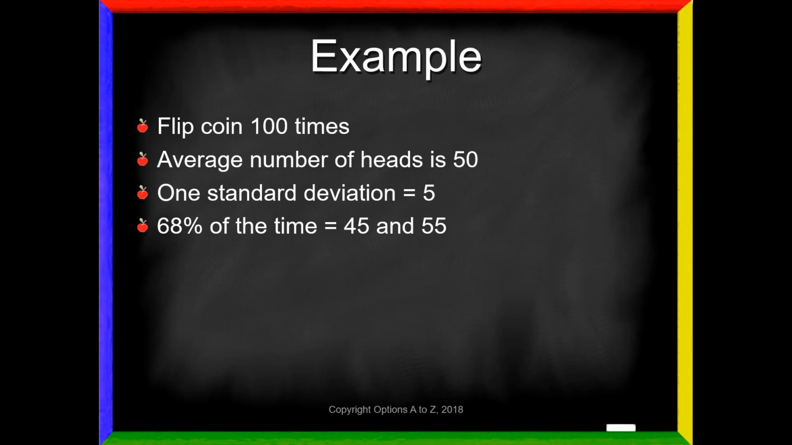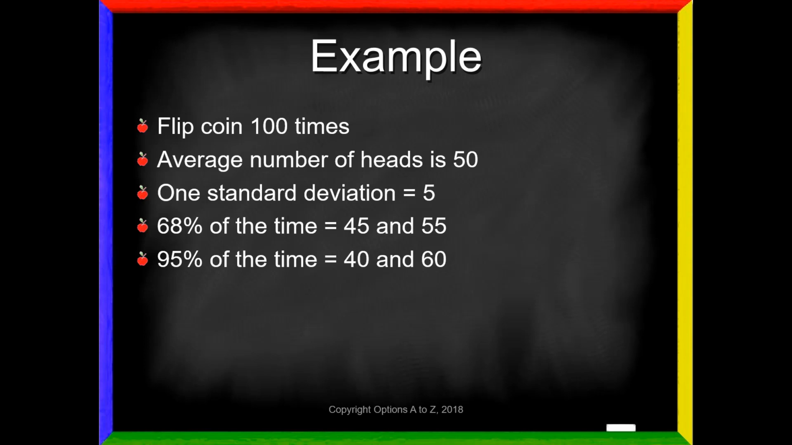If I wanted to get a little bit more confidence in what I could expect, I could look at two standard deviations. If one standard deviation is 5, two standard deviations is 10. And therefore I could subtract 10 and add 10 to that average of 50. And I would therefore know, based on the empirical rule, that 95% of the time I'm going to end up with somewhere between 40 and 60 heads.